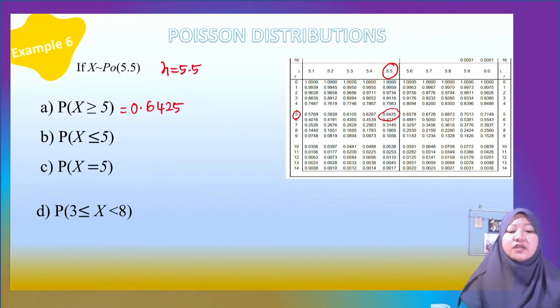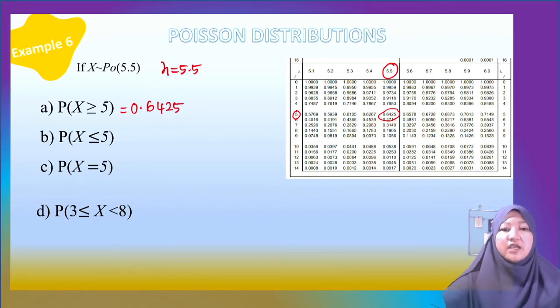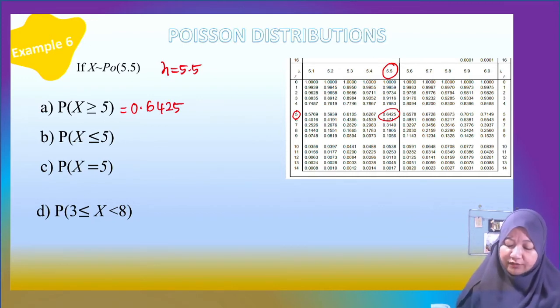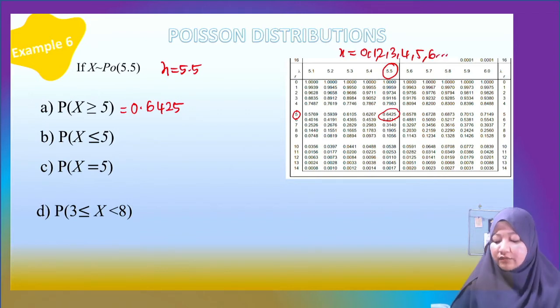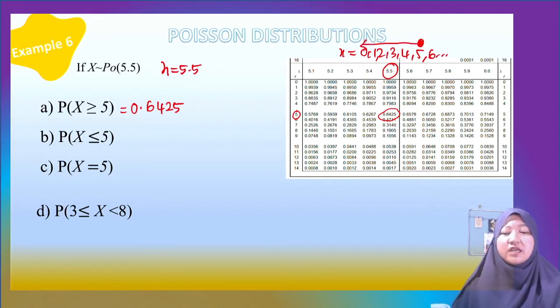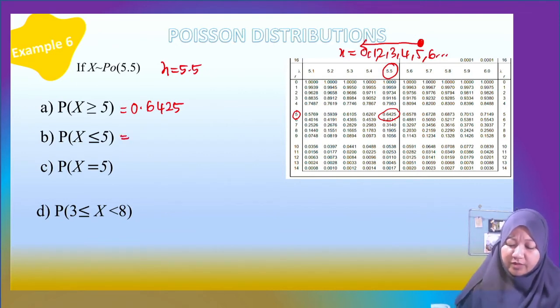Okay, refer the table. Okay, next, probability x less than or equal to 5. So if we have 0, 1, 2, 3, 4, 5, 6 and so on. Okay, we need the probability x less than or equal to 5. So from 5 to negative infinity. Okay, less than 5. So we can find the probability by subtract 1 with probability x greater than or equal to 6.